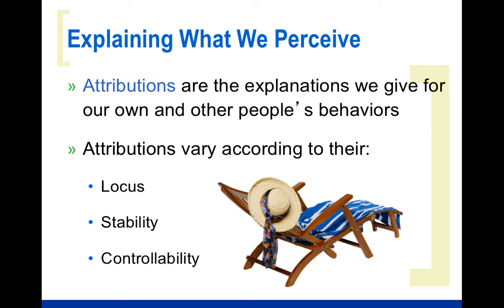Stability refers to how stable that attribute is. Is it something that's always going to be with that person, or is it something that can change? And then controllability is how much control the person actually has over the attribution. How much can the person in that interaction actually control these things that are influencing us?